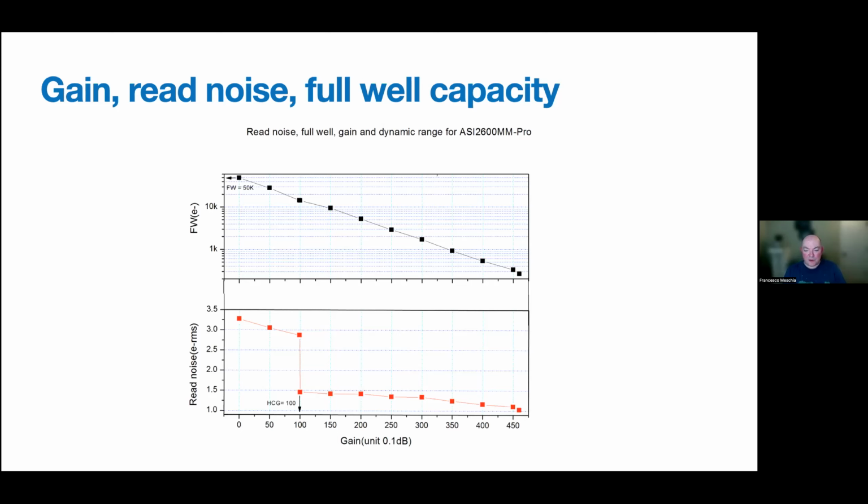Of course, you may want to say, okay, but why should I stop there? I crank the gain up to 450, and then I have 1 electron per pixel of read noise. Yes, true, but you're only going to have a few hundred electrons as a full well capacity, so you're going to reach saturation very quickly. So be careful.